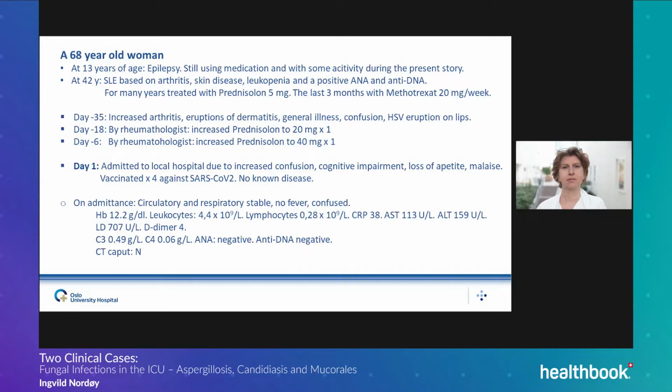On admittance, she was stable. She had no fever, but she was confused. And as you see, her blood counts were not bad. Some CRP, some liver irritation. She had low complement levels, not very much, but still. But her antibodies, the anti-DNA antibodies, were negative. And they started with a CT scan of her head that was normal. Next, please.